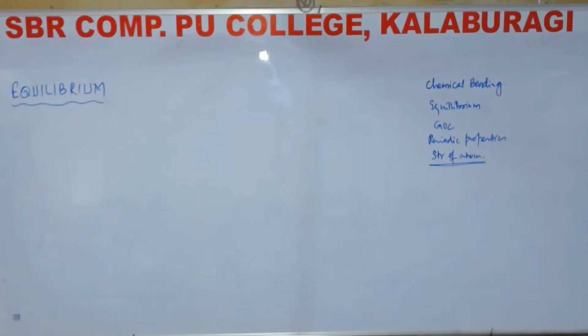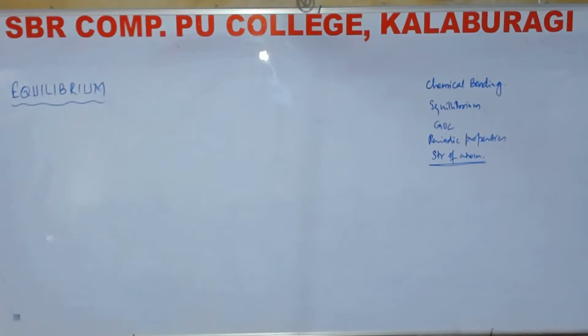Maximum number of questions: chemical bonding, minimum 2 questions. Equilibrium, if not 4, at least 3 questions, 100%. There is no compromise in that one. GOC, minimum 2 questions. And periodic properties, 100% 1 question will be there, one very simple question. You should not lose marks in such a question.